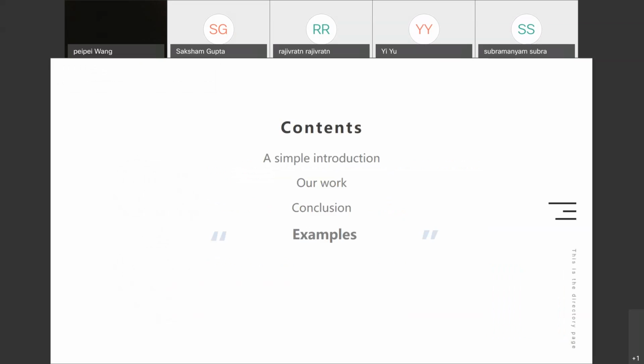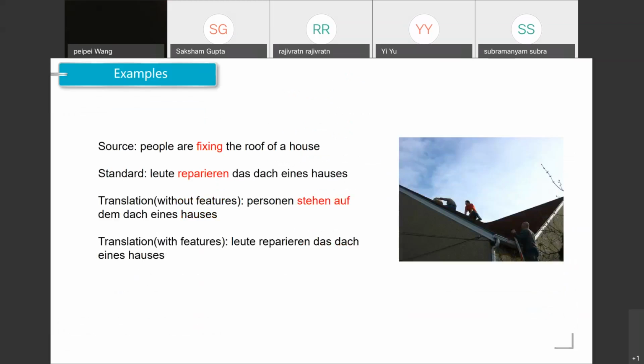At the end of the presentation, I'll show you an interesting example. Look at the picture. The source language sentence is: people are fixing the roof of a house. At the beginning, we use the text-only MT. The translation result means people stand on the roof, which doesn't translate the word fixing correctly.